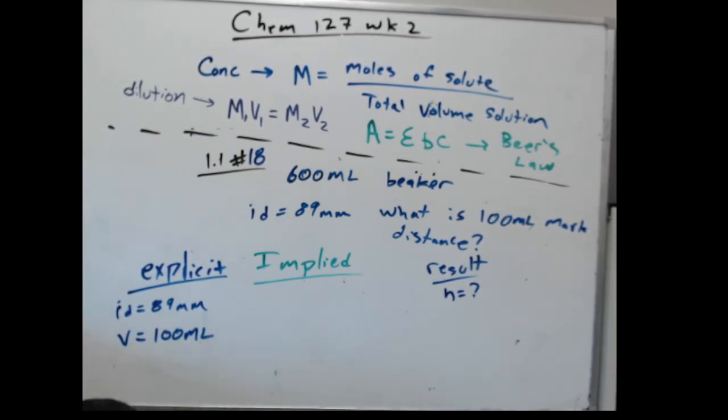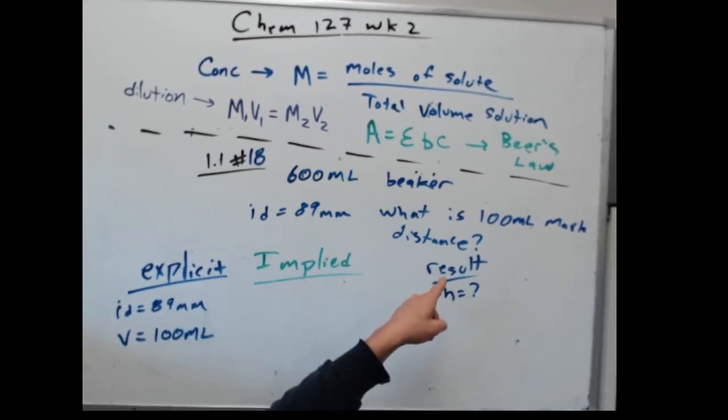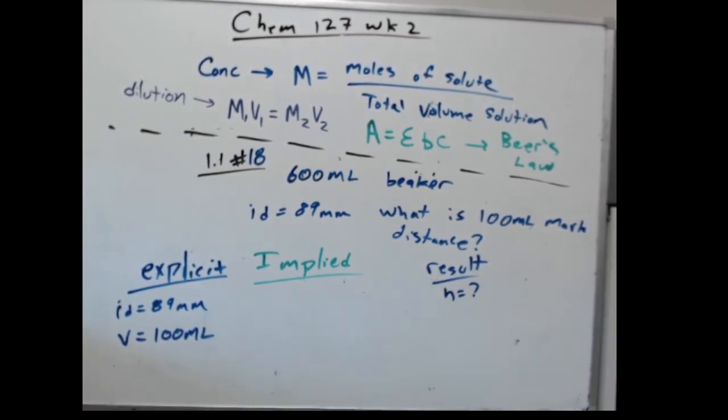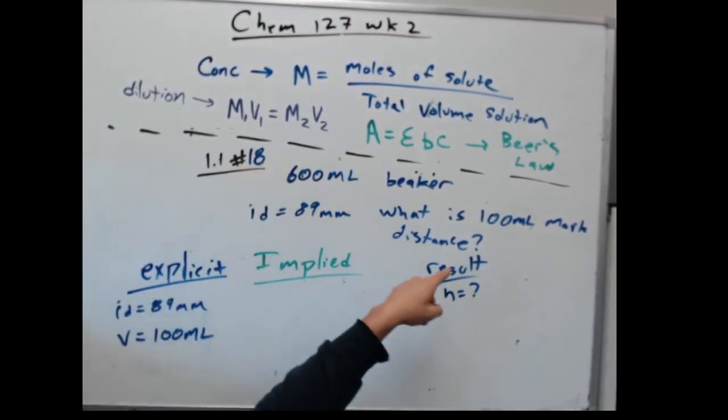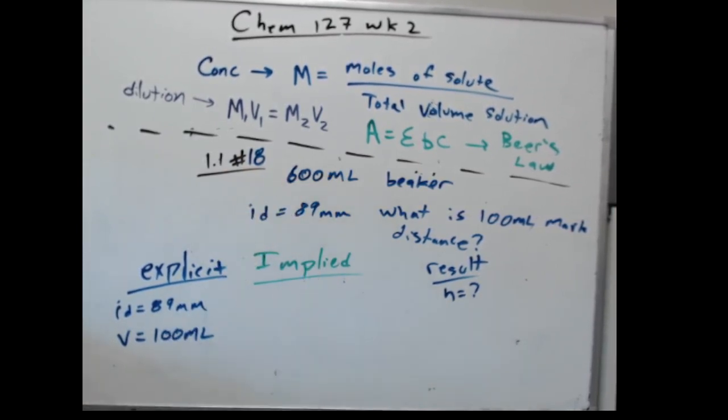But depending on, I was looking at mine. Yeah, yours says 81 for the inner diameter. It might be a different size beaker too. Yeah, it's 600. So this one is 600 milliliters, but we're looking for the 100 marks. There's some people who got 100 milliliter beakers. There's some people who got, I think, 50 milliliter beakers.